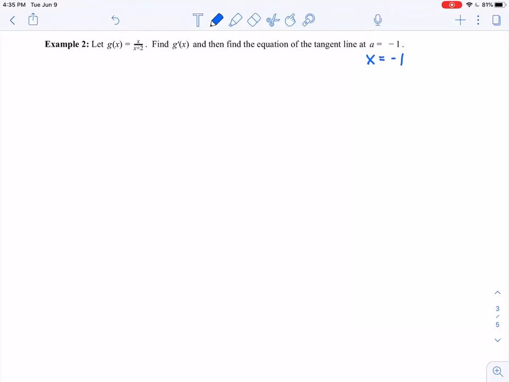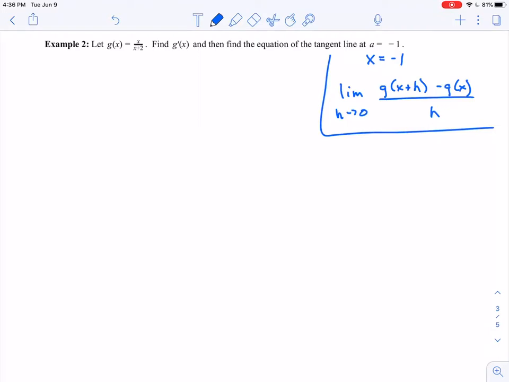So again, I'm falling back on that limit definition of the derivative. Right now, that's all we have to work with. Limit as h approaches 0, in this case, g of x plus h minus g of x divided by h. So let's see if we can evaluate this. Let's see if we can find our derivative.